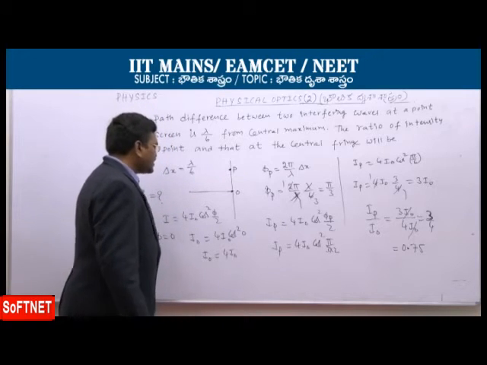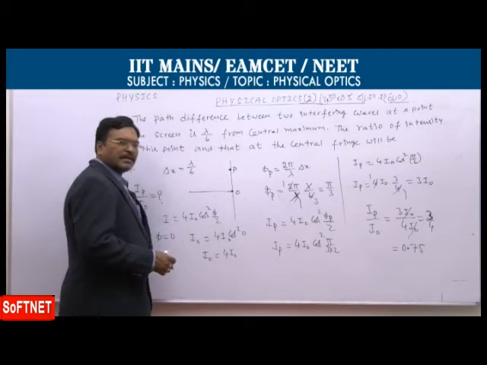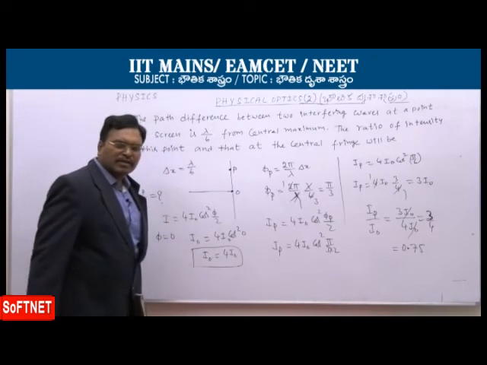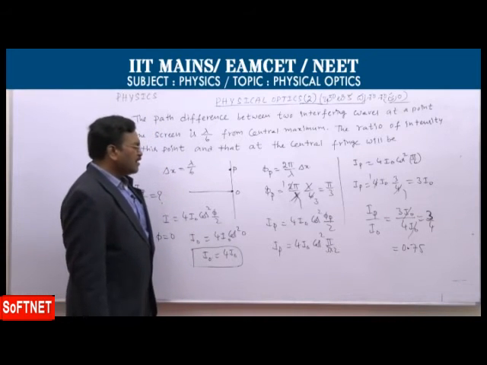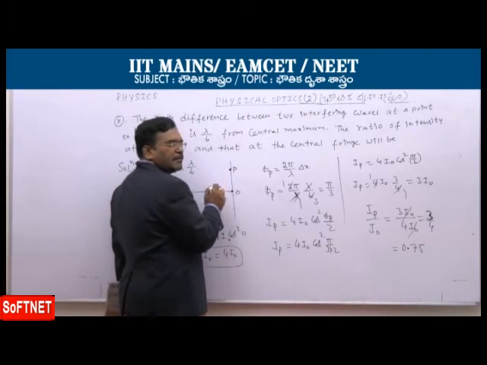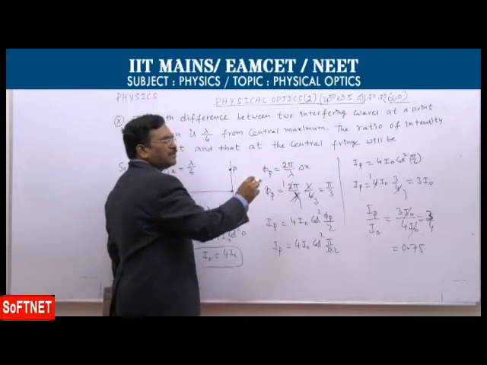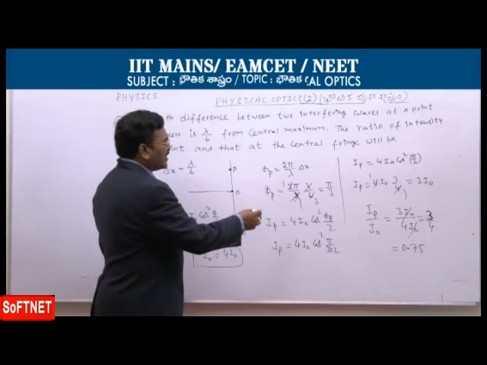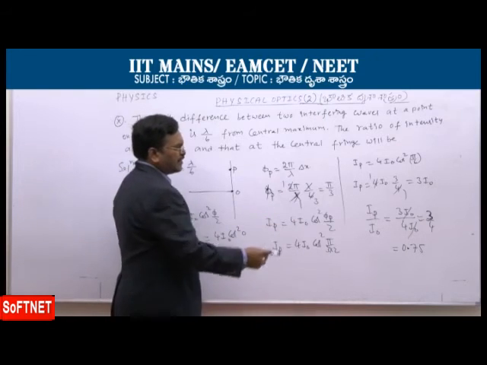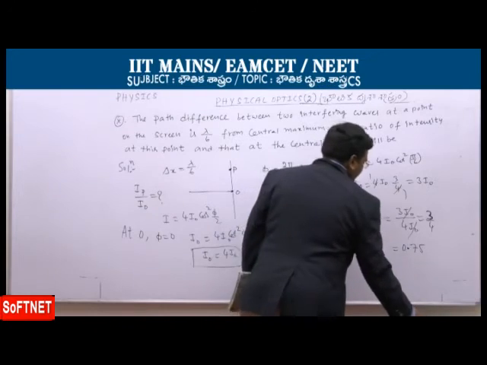Otherwise, directly we take intensity is directly proportional to cos square phi by 2. You remember, intensity at central maximum is always 4I0. Now, we want to calculate the phase at point P. The relation between phase difference and path difference: phase difference is equal to 2 pi by lambda into path difference. That is why we calculate the phase difference at point P. After that, we calculate intensity at point P. So what is the answer now? 0.75. Note it down.